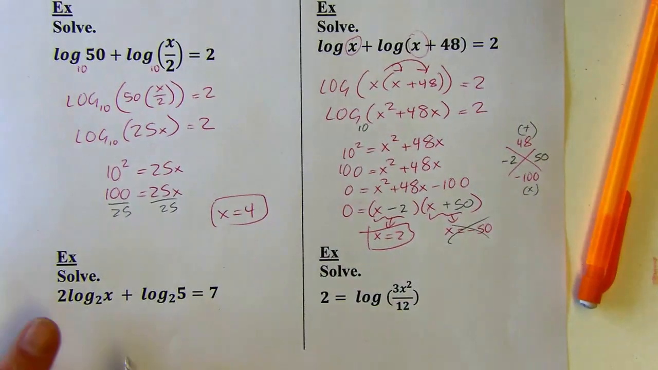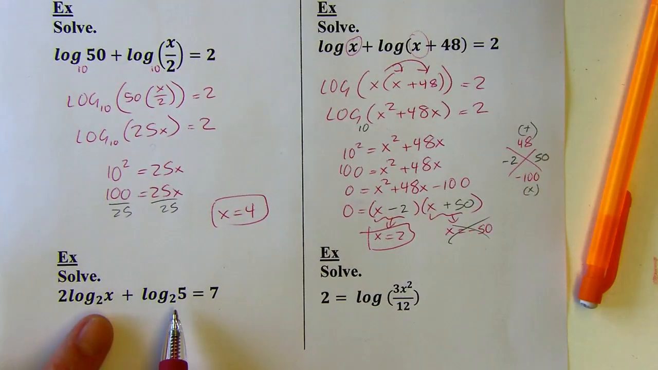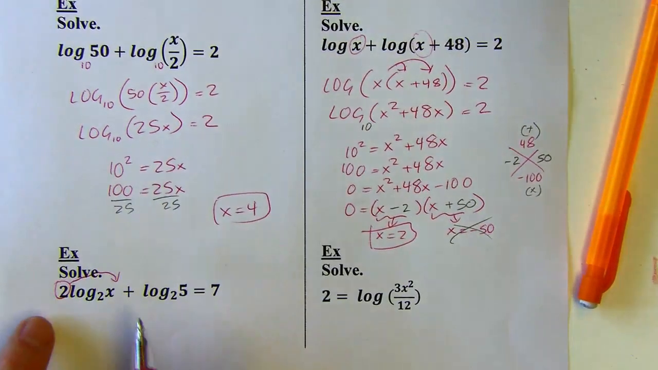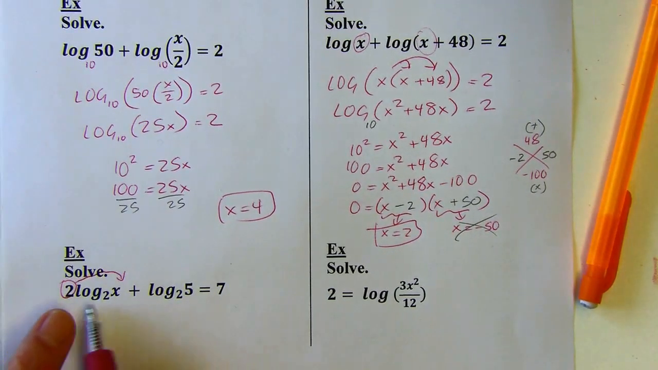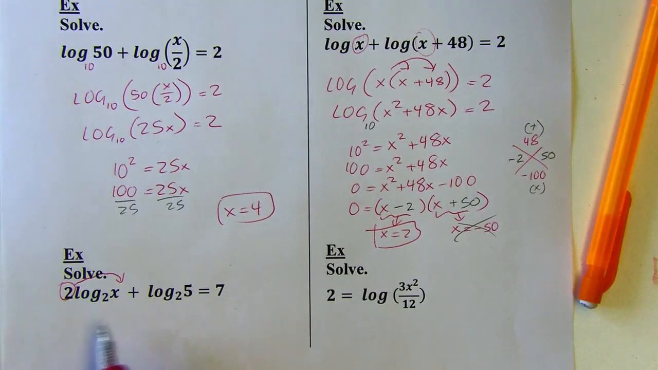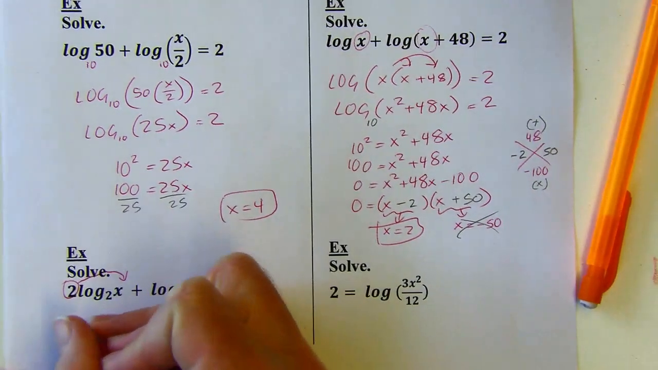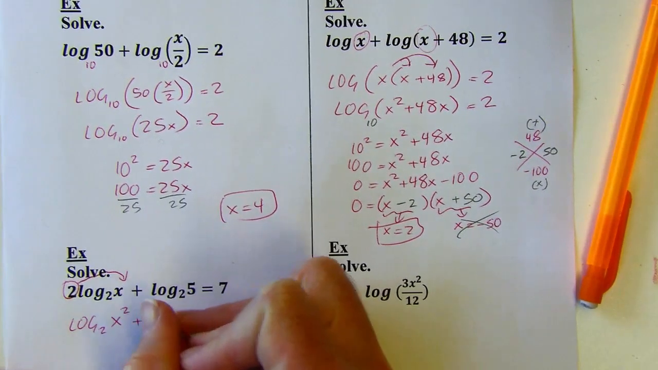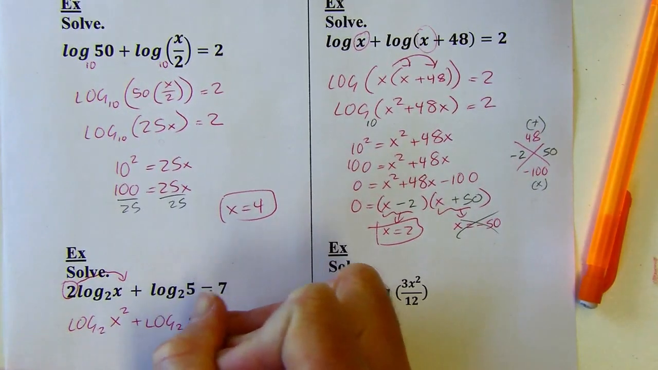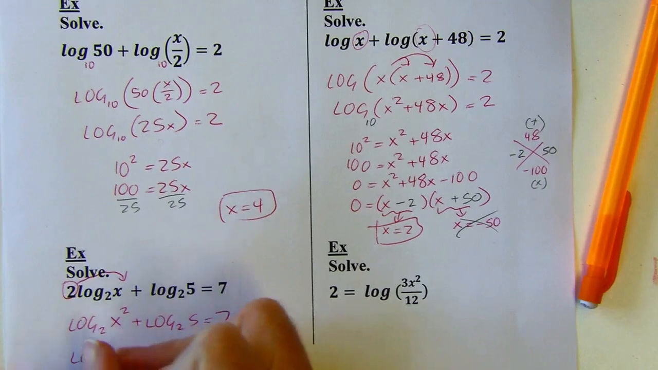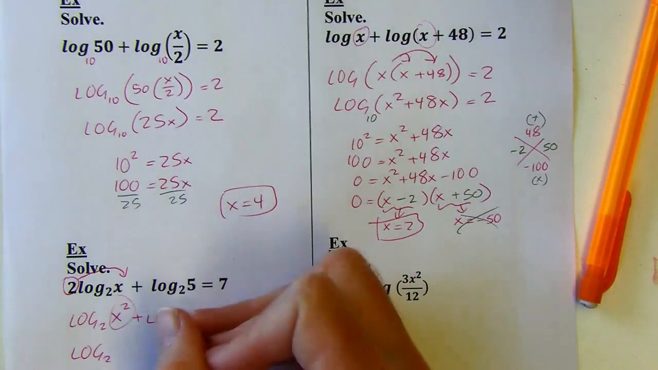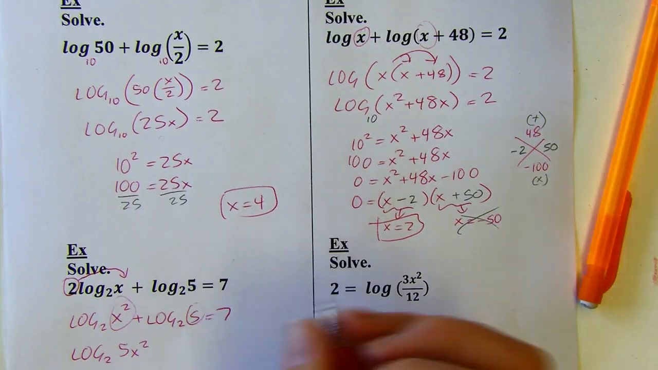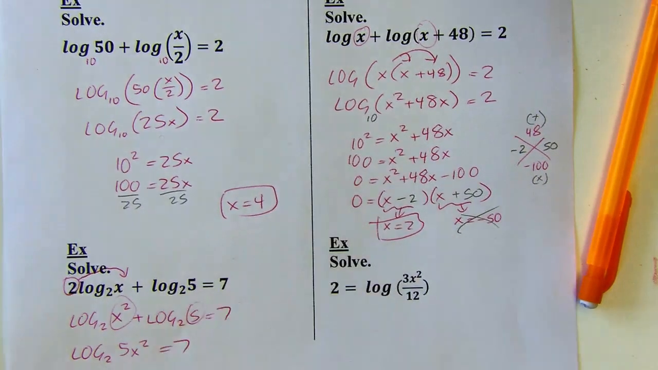Okay, let's try another here. So again, I want to combine these logs, but before I do, hopefully that catches your attention. You can't combine them because there's just nowhere to put the 2 in this format, well, this 2 at least. So I want to rewrite this as log base 2 of x squared plus log base 2 of 5 equals 7. Okay, now I can combine. So I'm going to multiply the contents together. That would give me 5x squared. That's my contents. That equals 7.